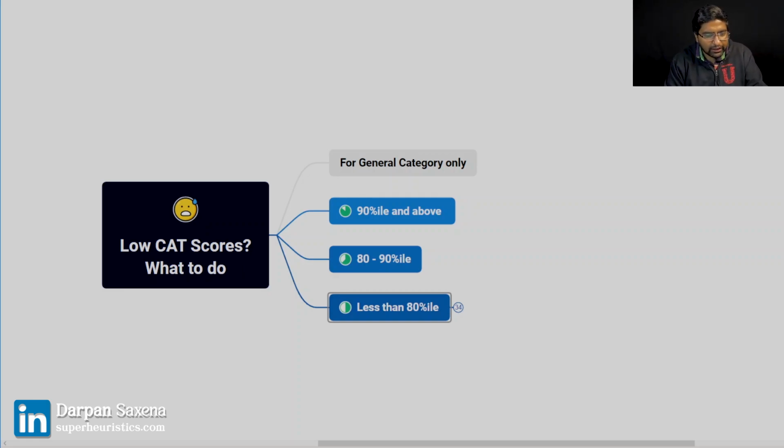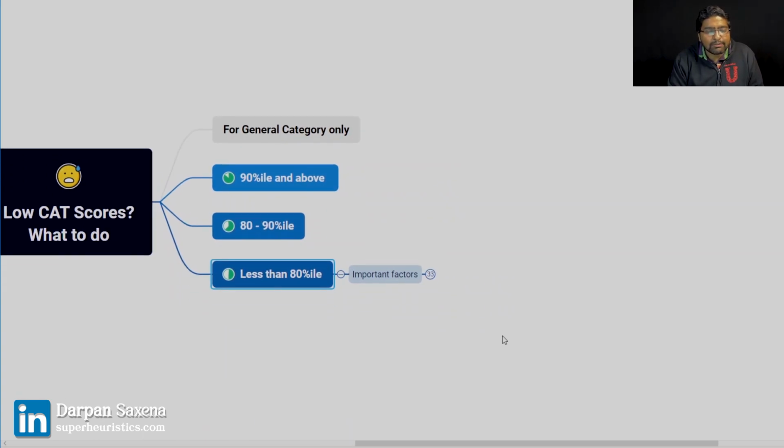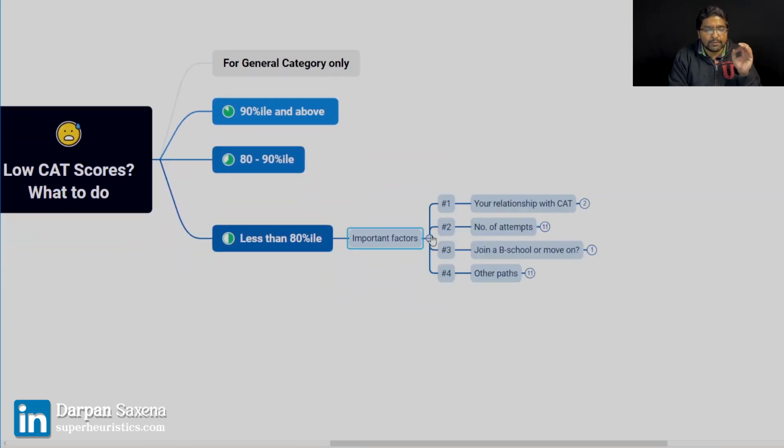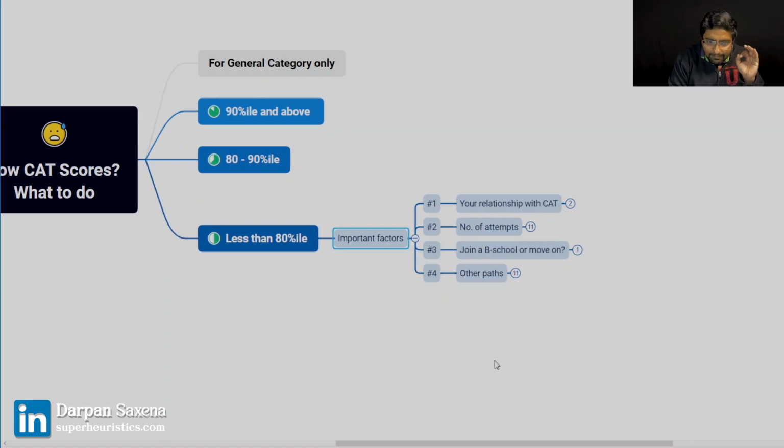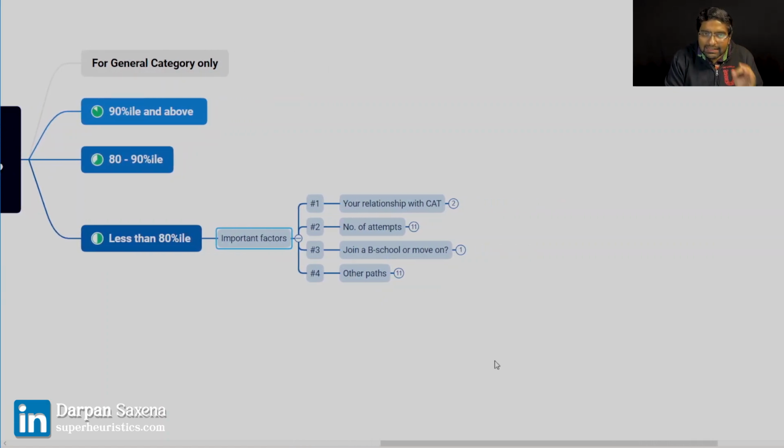Now, this is what we're talking about, less than 80 percentile. Here is what I'll be speaking to you about. Let's understand what are some of the important factors which I will be speaking to you about. The first thing is important. Let us start to accept your relationship with CAT. कि exactly CAT में problem क्या हो रही है जिससे कि वजह से आप 80 percentile नहीं लेके आते हैं. What's the problem which you're facing in CAT because of which you're not scoring above 80 percentile in CAT?